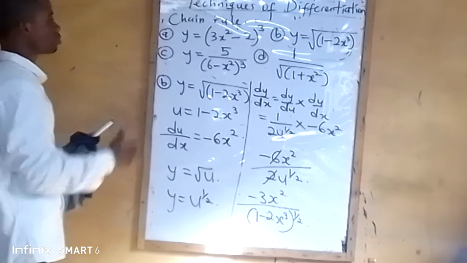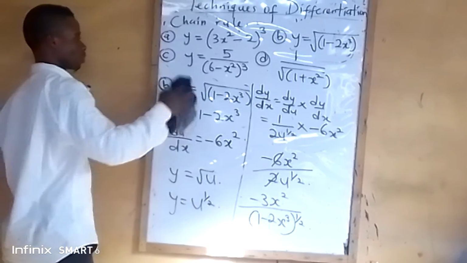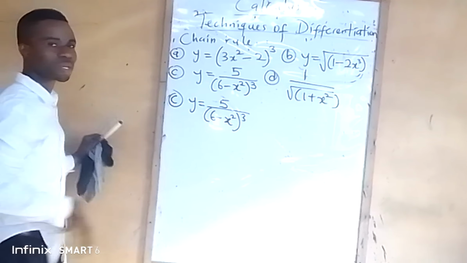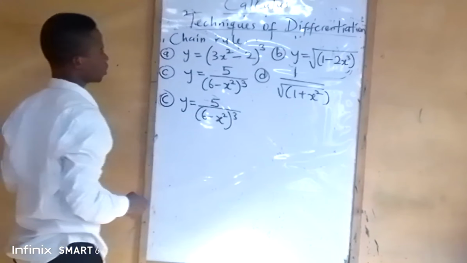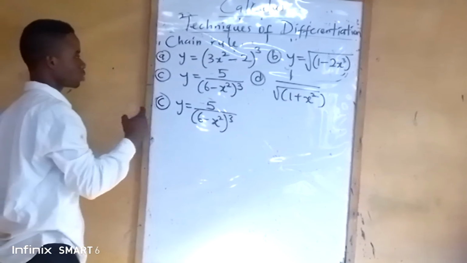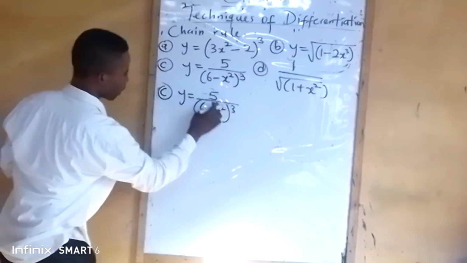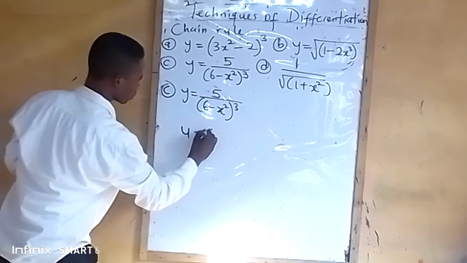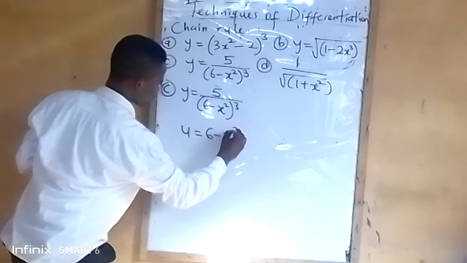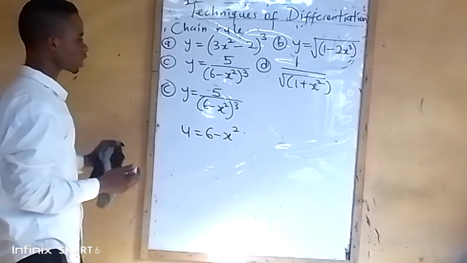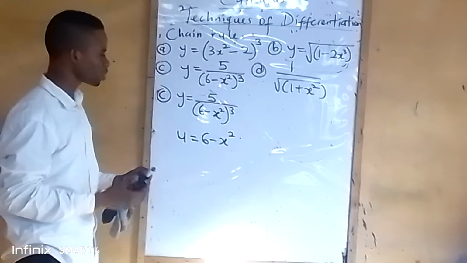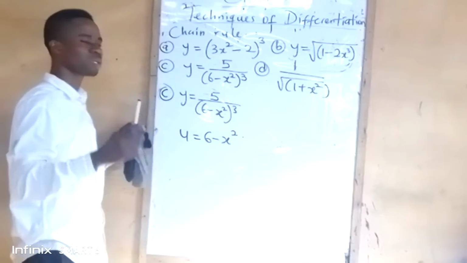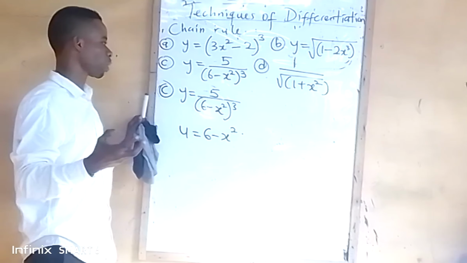Let's look at number 3. Now let's take a look at this one. I'm going to use the same thing, chain rule. So we represent this one by u. What you see is a function of a function. u equals 6 minus x squared. Now you might ask me, why am I using the chain rule? Why can't I use the quotient rule?